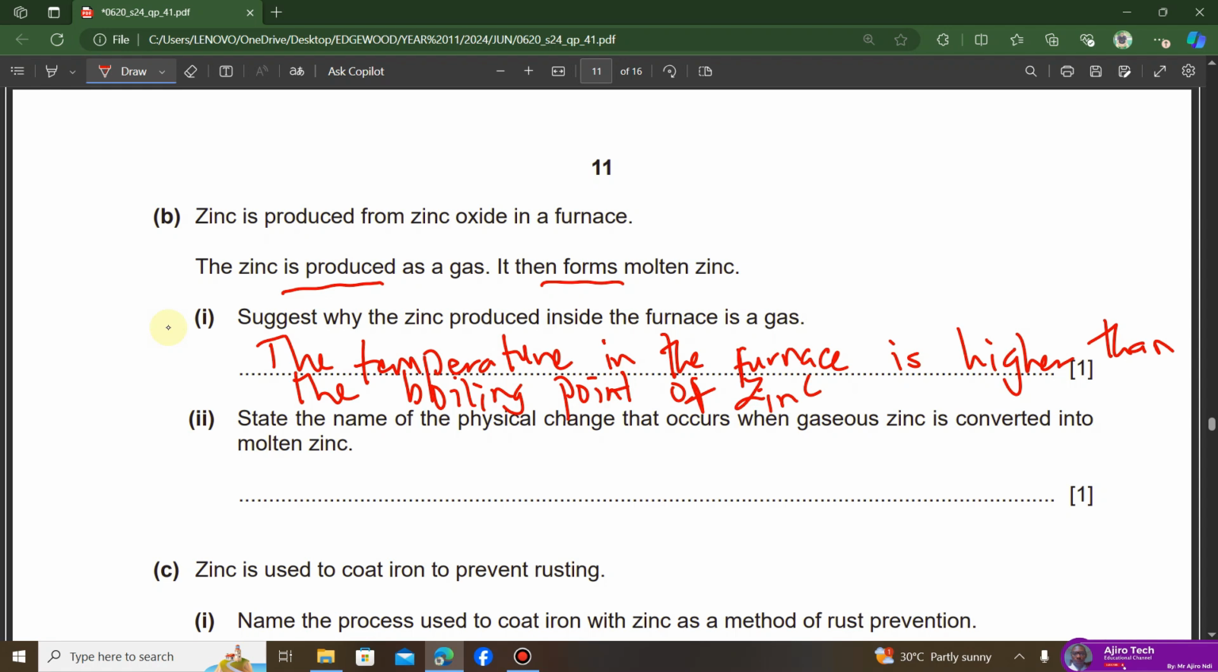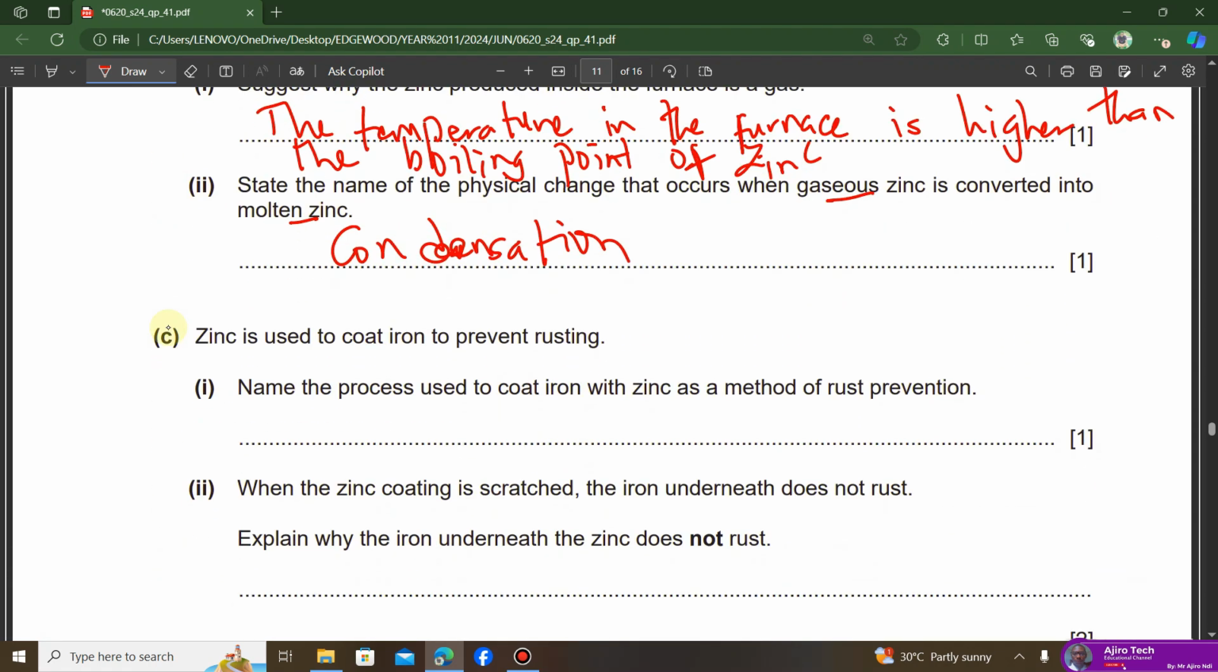State the name of the physical change that occurs when gaseous zinc is converted to molten zinc. When gaseous zinc is converted to molten zinc, that is simply condensation. That's the reverse of boiling, so the reverse of boiling is condensation. So that's very easy there.